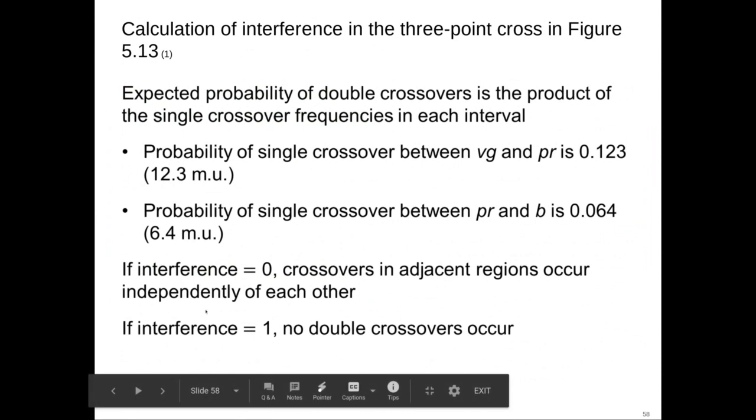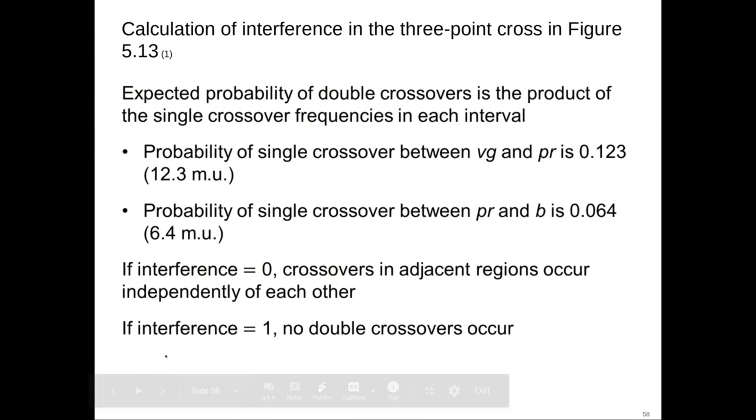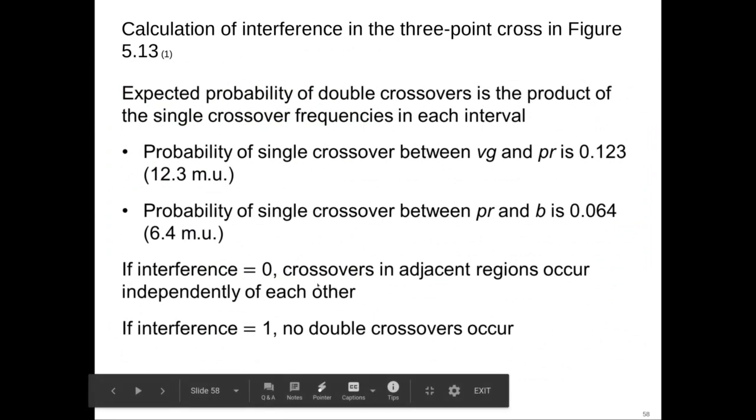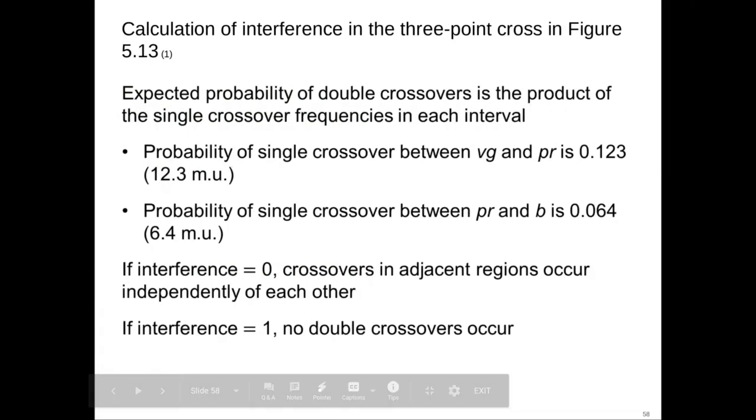Now, if the interference is equal to 0, crossovers in adjacent regions occur independently of one another. If the interference is equal to 1, no double crossovers occur. So what does this mean? In this case, with the interference set to 1, there will always be interference. So double crossing over is very rare.